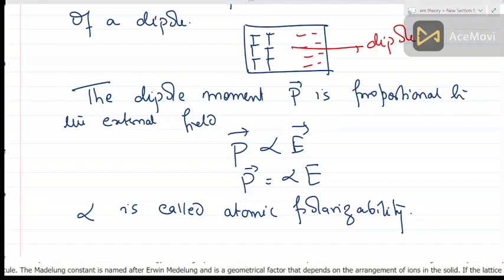So in the next section, we will go into the details of this topic and see the concept of induced dipoles and other features of the dielectric material and the problems related to dielectric materials. So for the time being, stay tuned.